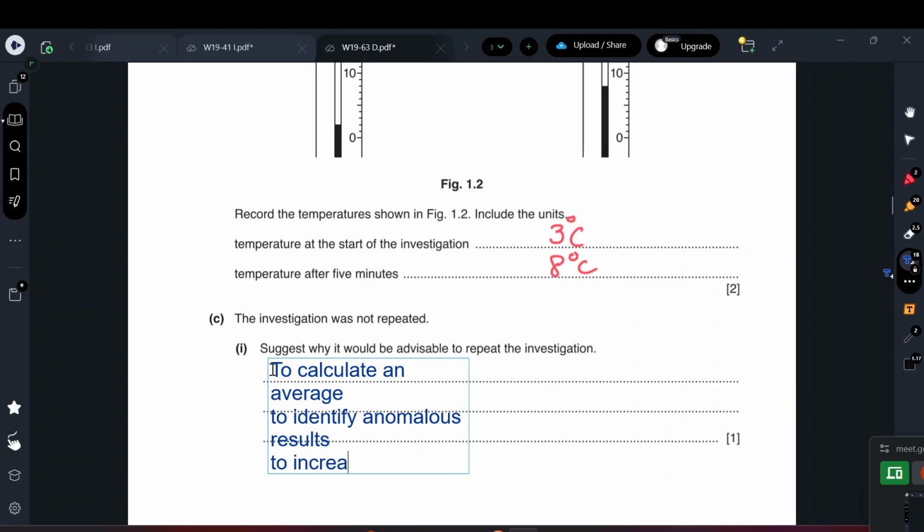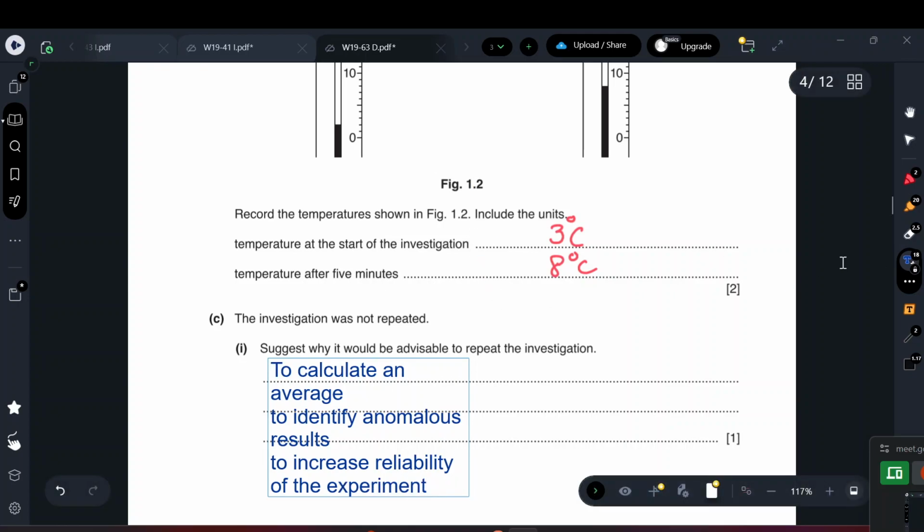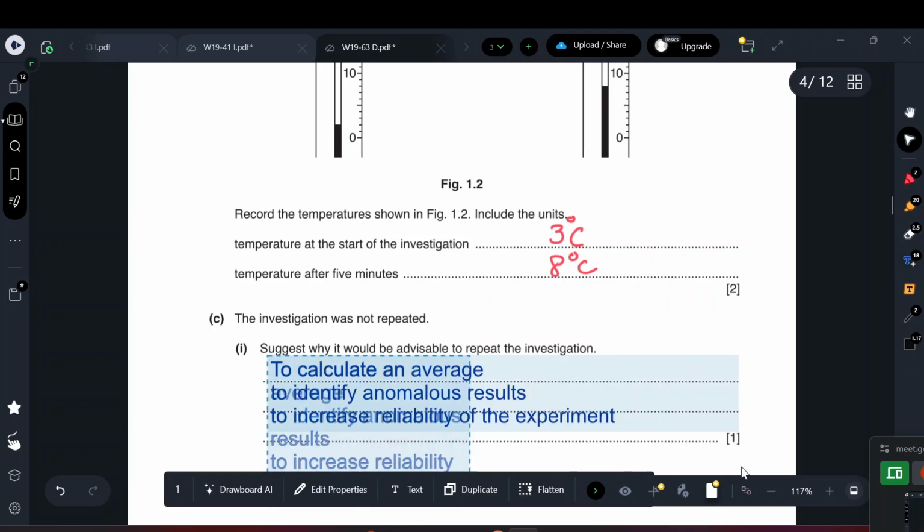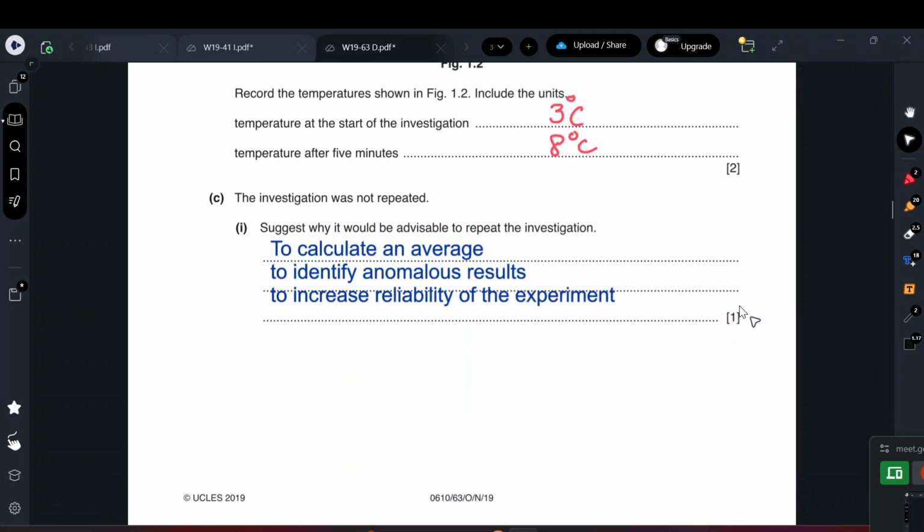To increase reliability of the experiment. We repeat the experiment to make sure that the numbers you get are correct. There are no anomalous results. Calculate a proper average to increase the reliability of the experiment. Okay.